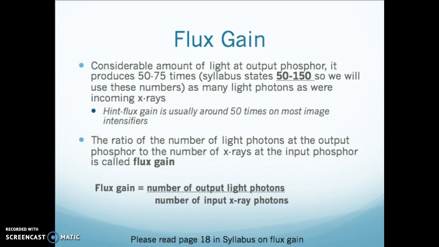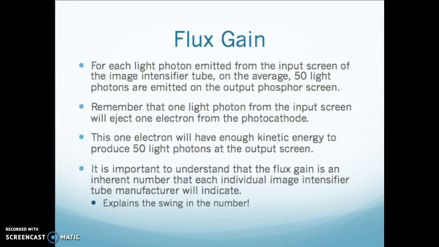So here's your formula. Flux gain is the number of output light photons over the number of input X-ray photons. So look at page 18 in your fluoro syllabus. This is all in your fluoro syllabus, so you can follow along. So flux gain: for each light photon emitted from the input screen of the image intensifier tube, on average 50 light photons are emitted on the output phosphor screen.